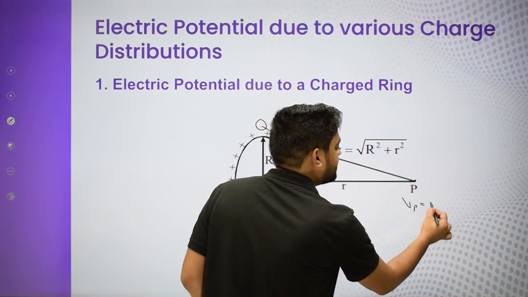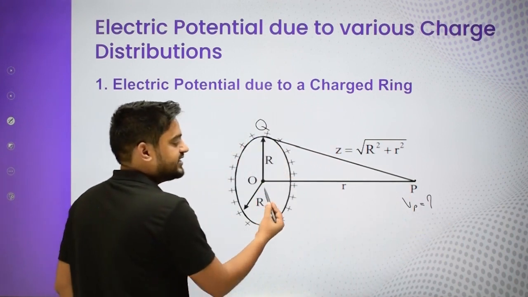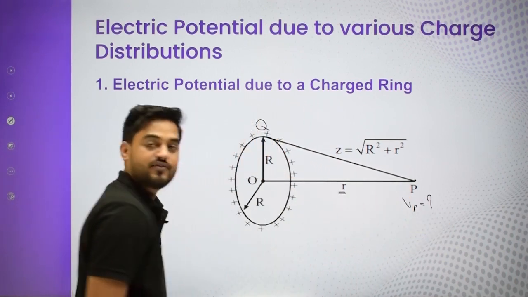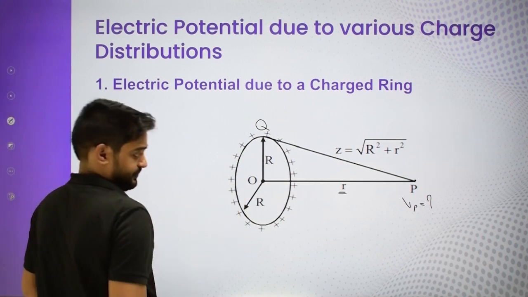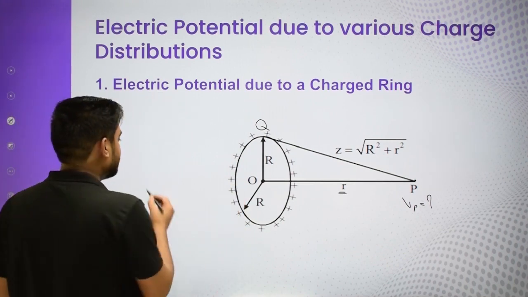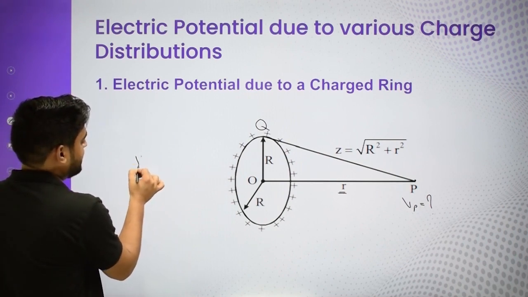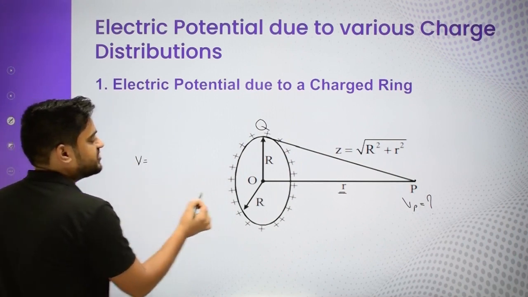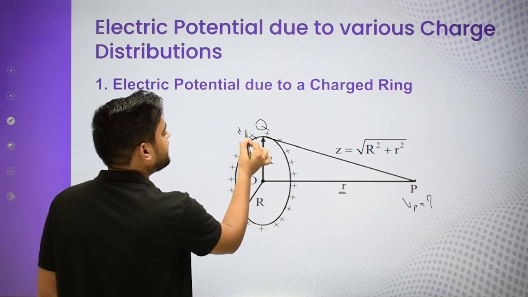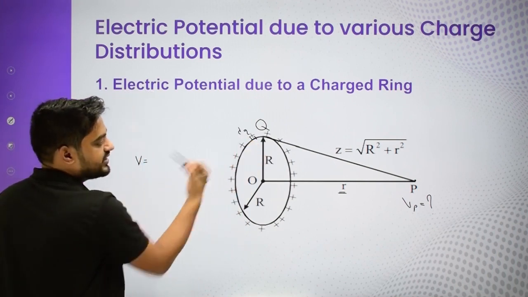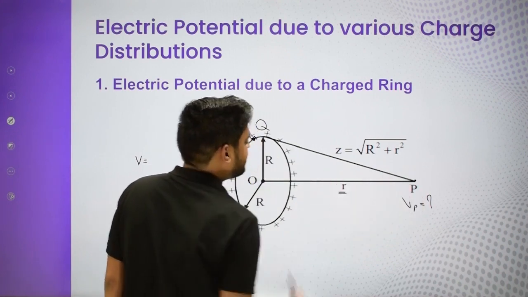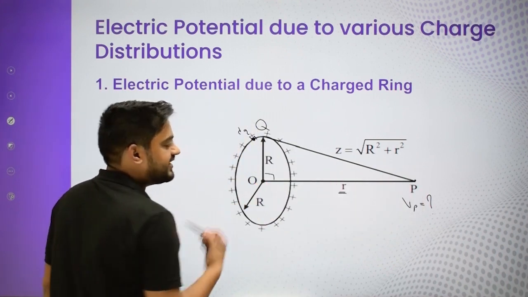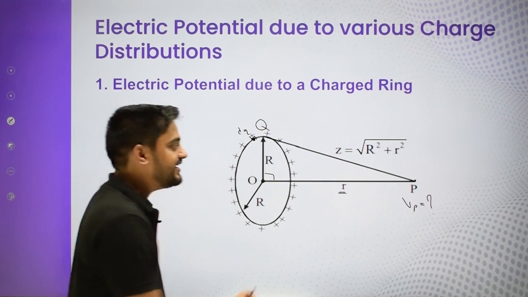We have to find the potential, and this point is located at small r distance from the center of the ring, and the ring has a radius of capital R. Now what I can do is, so integration V is basically what? If I take a small charge over here and call it dq, then due to this dq, the distance of this point charge is basically this, and this makes a right angle triangle, so we can use the Pythagoras theorem and get this distance.